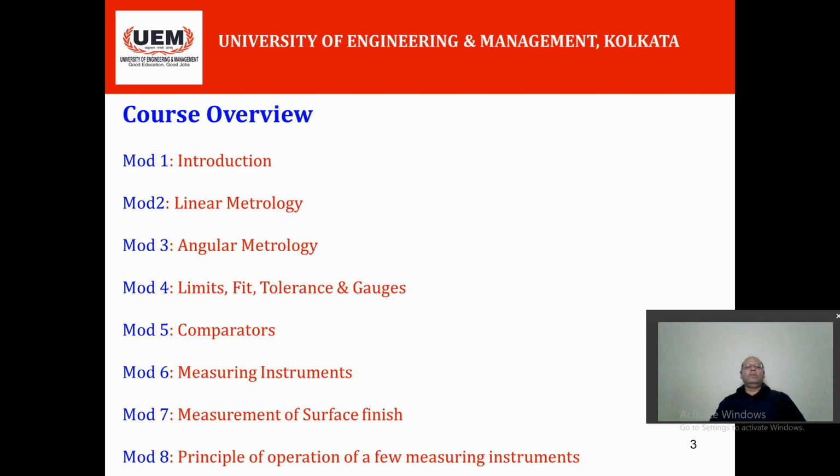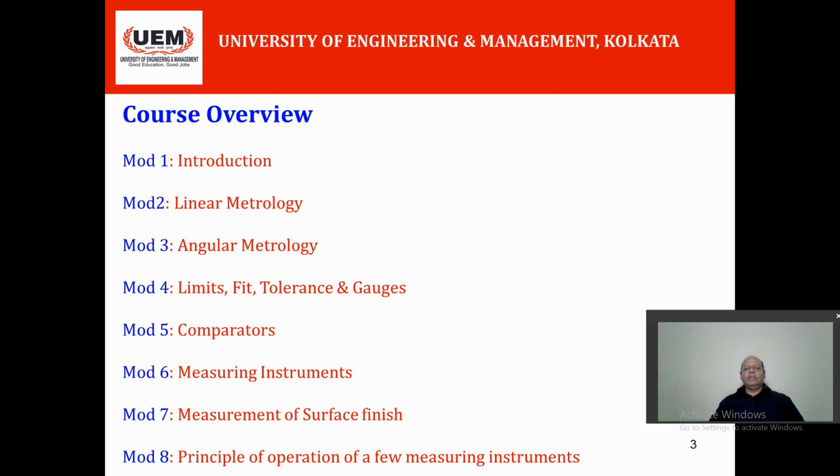Next module, module 6, includes the measuring instrument. That means the basics of measuring instruments. What are the typical components of a measuring instrument system? Primary measuring instrument, secondary measuring instrument, and also the various terminologies related to measuring instruments.